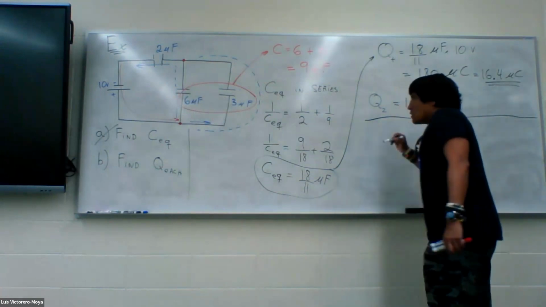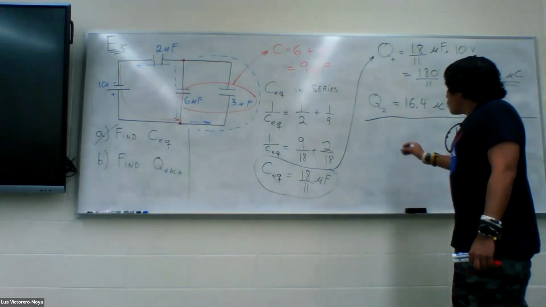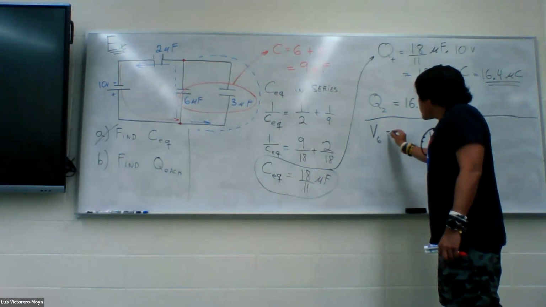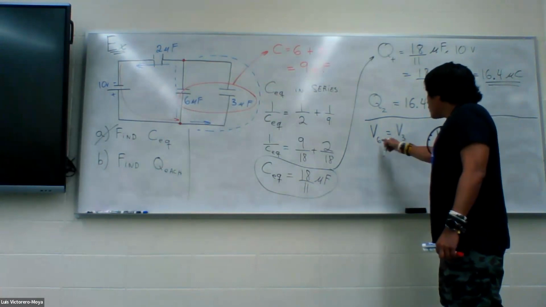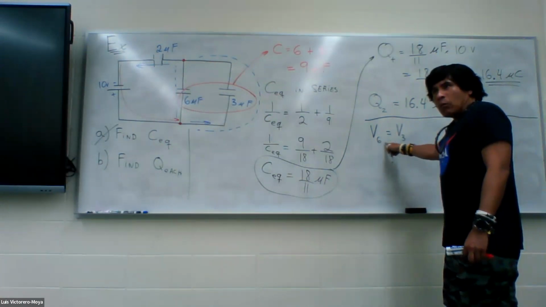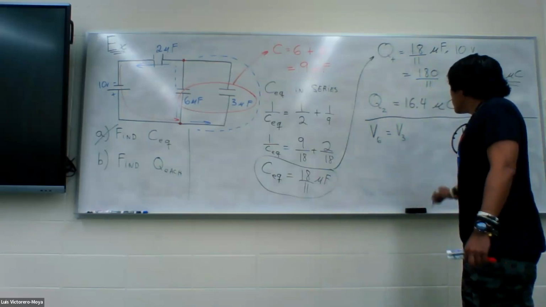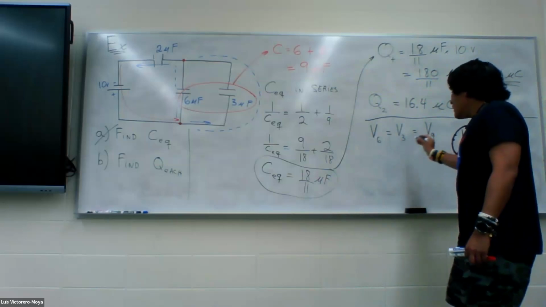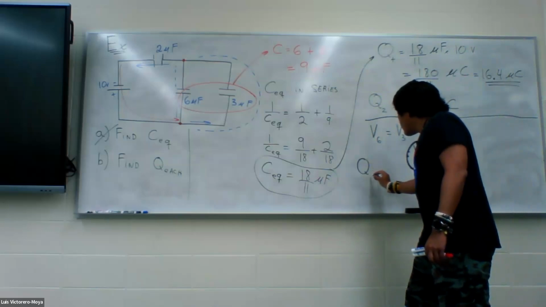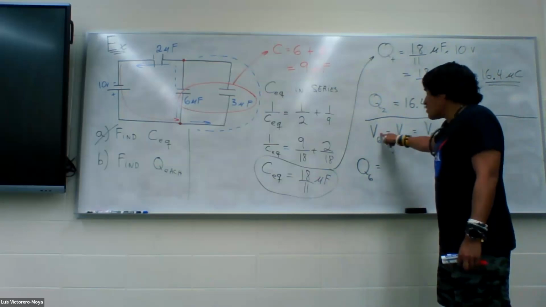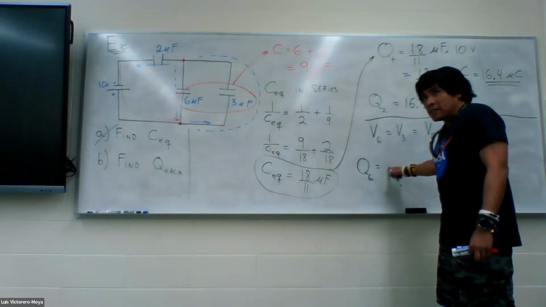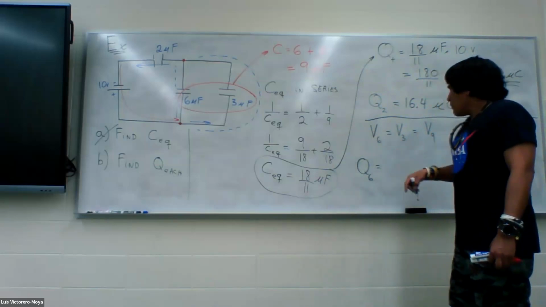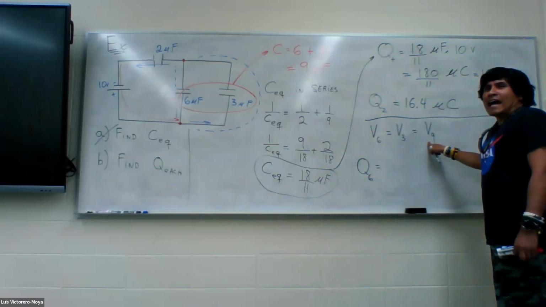Okay. So the voltage on 6 is the same as the voltage on 3 because of parallel. And what's the combination of these two? 9, which is the voltage on 9. And the charge on 6 will be the voltage on 6 times the capacitance 6 microfarads. That's going to be Q. But what's the voltage on 6? What's the voltage on 9?